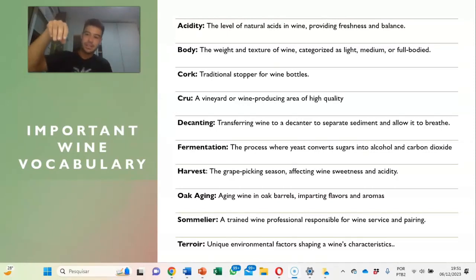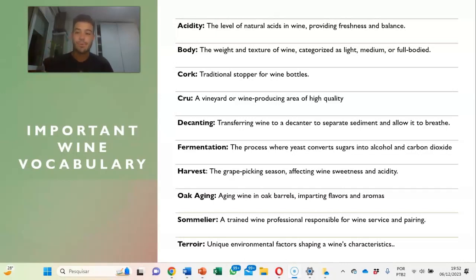The cork is the kind of wood on top of the wine that is the traditional stopper for wine bottles. You've seen it, you know it. It's just the name. The cru is actually very important. You're going to see it written a lot on the label of many wines, and it's a vineyard or wine producing area of high quality. So if you're drinking a wine from a cru, it's because you're drinking something good.